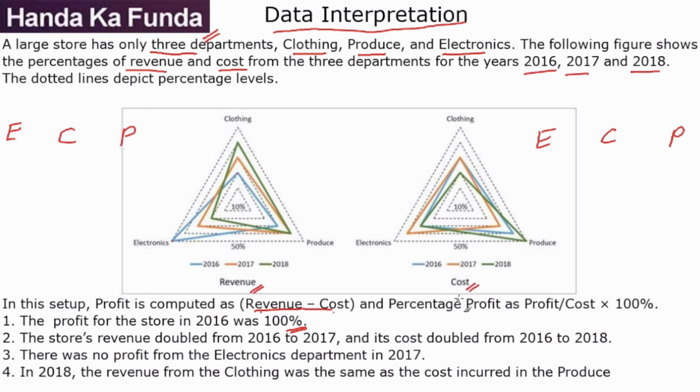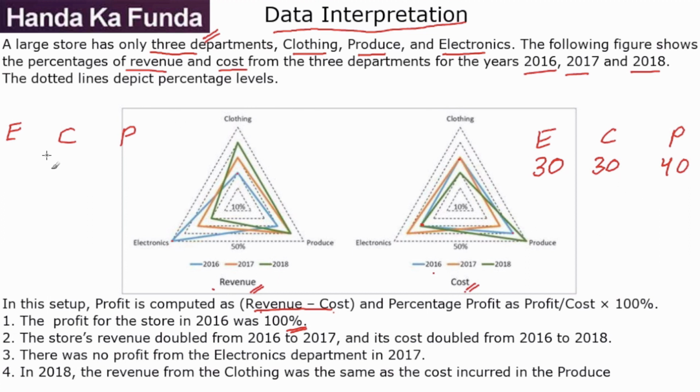So if I take the cost in 2016 as 100, that means the revenue would have been 200. So let's take a breakup. Cost in 2016 was 100. So what does my blue line show? For electronics, it is at 30, clothing remains at 30, and produce is at 40, which means if 100 rupees were spent, those 100 rupees were distributed in electronics, clothing, and produce as 30, 30, and 40 in the year 2016.